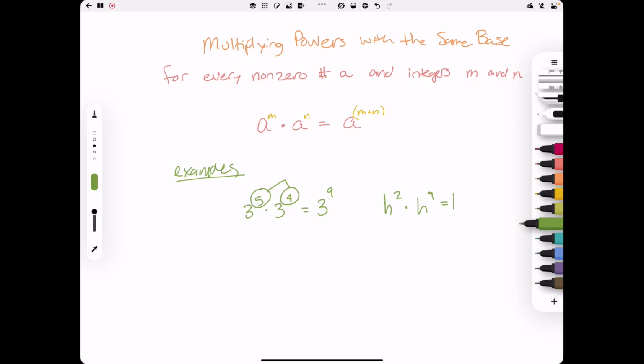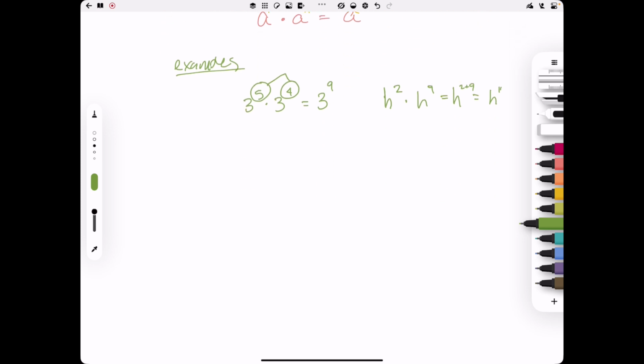H to the 11th. Right, because it was h to the 2 plus 9, which is h to the 11th. Okay? Not too bad, I hope. Okay, let's dive into doing some examples then, where more than likely you're going to be able to tell me what to do. Example 1.